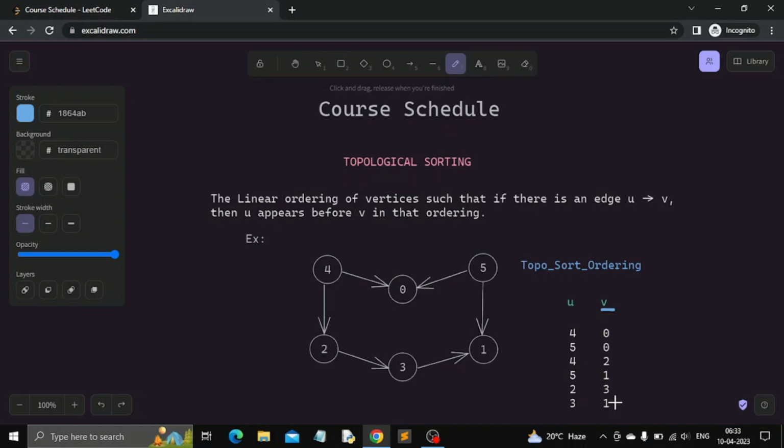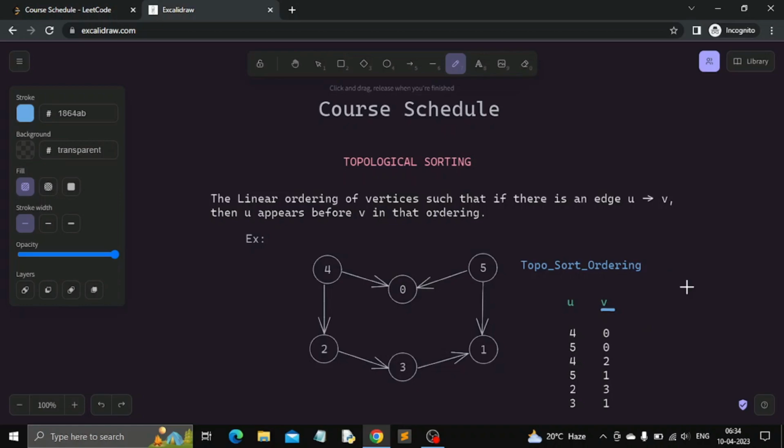Okay, so how we are going to begin? We are going to check which is the node that is not dependent on any other node. So the vertex that is not labeled under v is the node that we should start with. On checking, as you can see, vertices 4 and 5 are not present here. It means that they are not dependent on any other node, and hence we can begin with them.